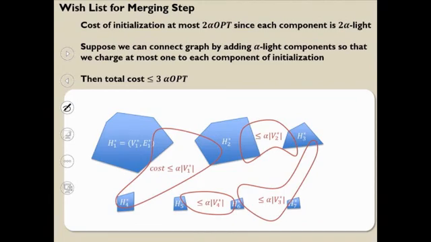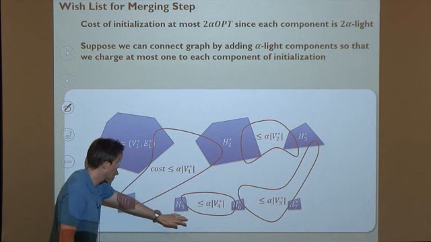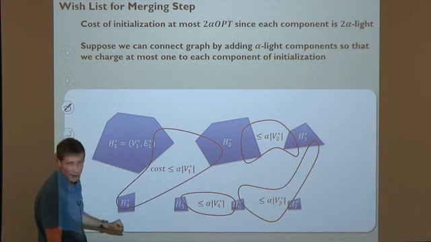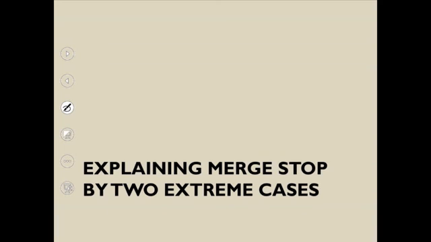So if we could do that, so here I charged H1, H2, H3, and this should be H5. So I charged everybody at most once. Okay, then I would be happy, right? Because then I would get 2 alpha opt plus another alpha for opt, because I charged everybody at most once. Okay, so that would be an ideal situation where we could charge everybody at most once. Unfortunately, that's not completely true. So let me explain how we do it by looking at 2 extreme cases after the initialization.